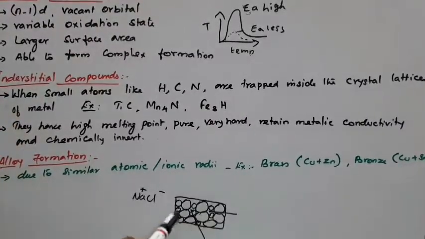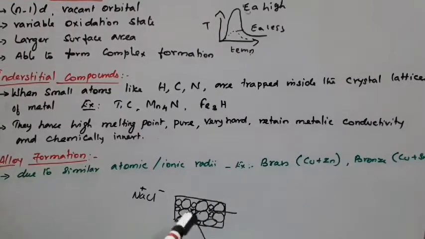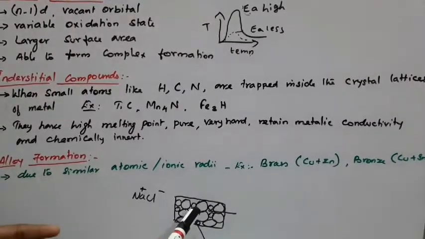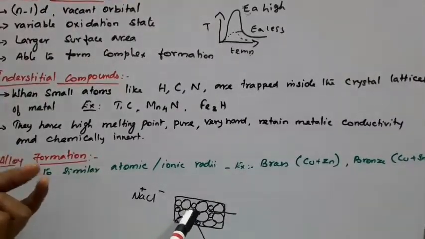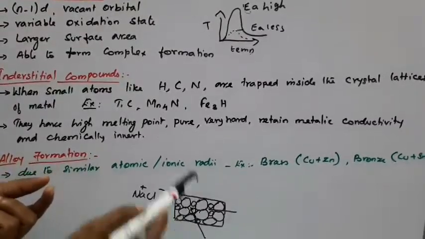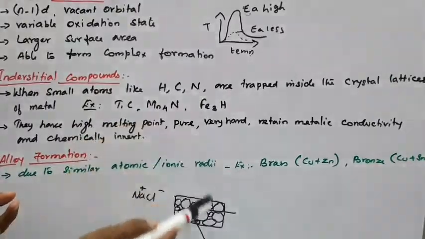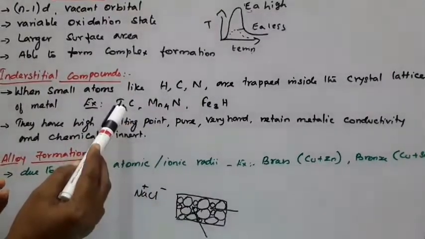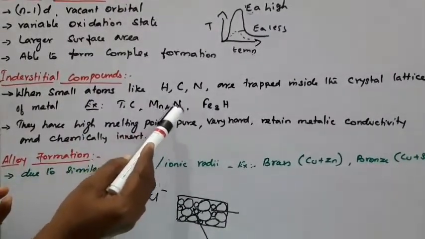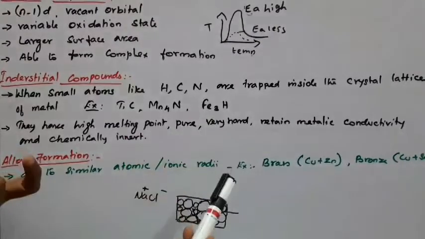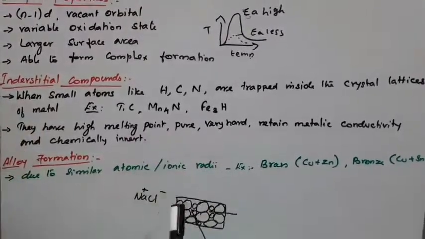So in all the transition elements, the arrangement of lattice points contains small voids. Those small voids we can fill with smaller atoms like hydrogen, carbon, nitrogen, so we can get new products like titanium carbide and manganese nitride. So these interstitial compounds are very hard in nature.